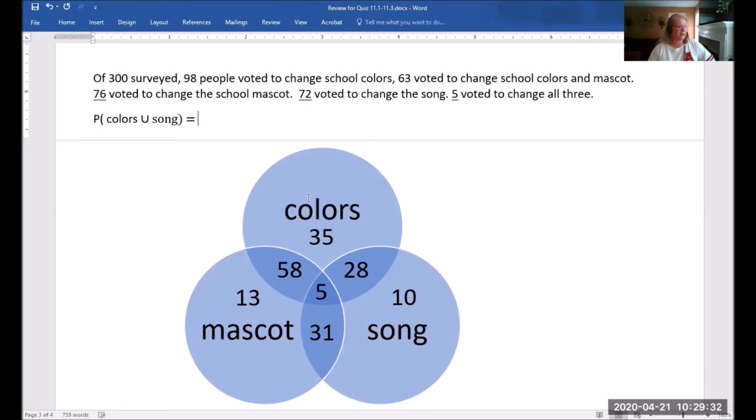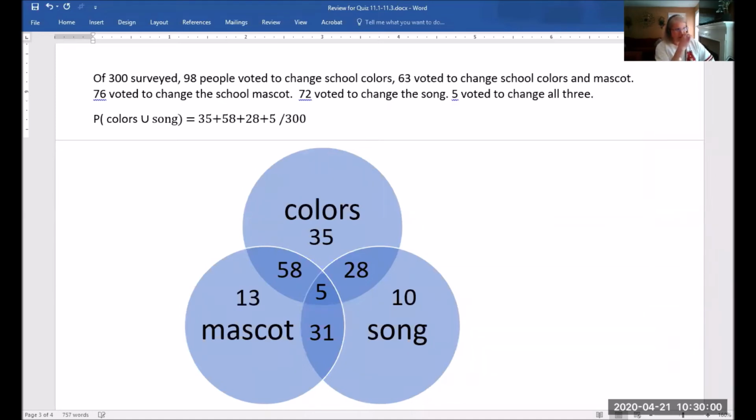What do we have to do to get that? Can anyone tell me how to do this? Add them. So don't we have to add the 35 to the 58 to the 28 to the 5? Do y'all see that? That's how many are in the color circle. Y'all with me here? We're going to put that over our total. What was the total number of people that were surveyed up here, y'all? 300, right? Y'all see that?